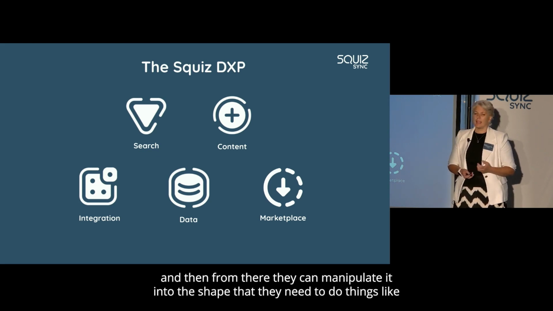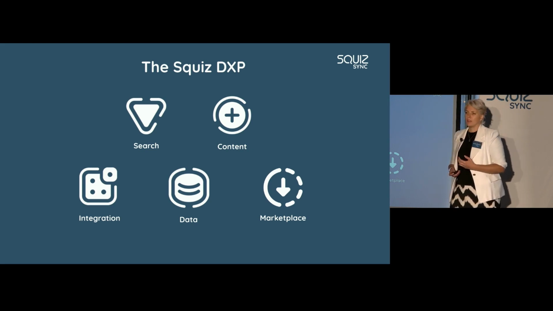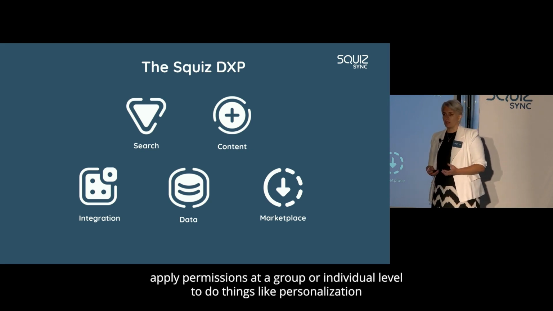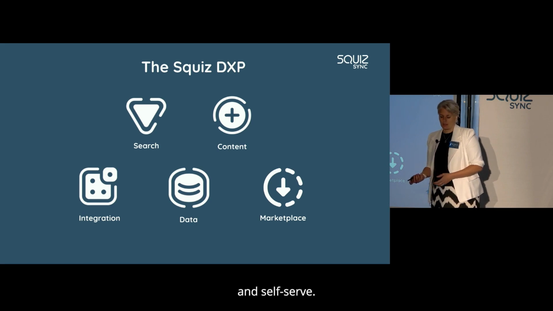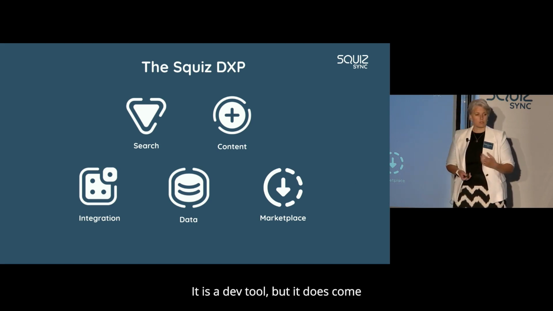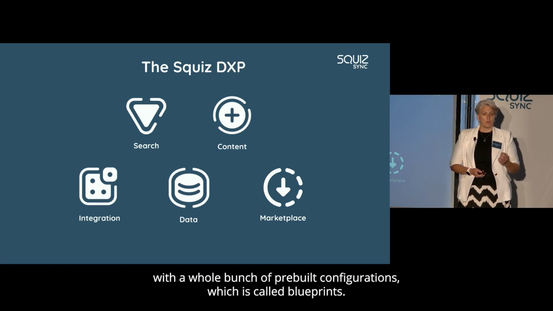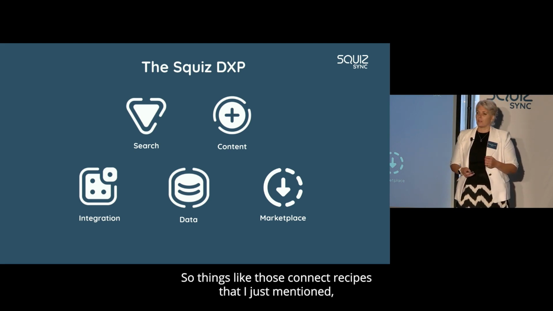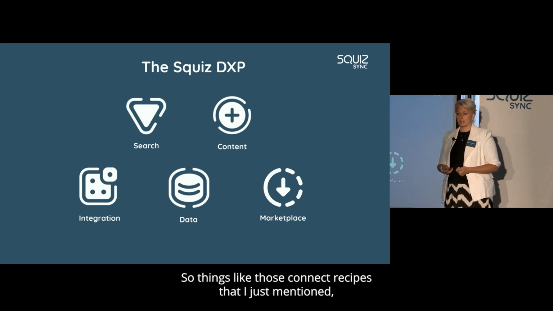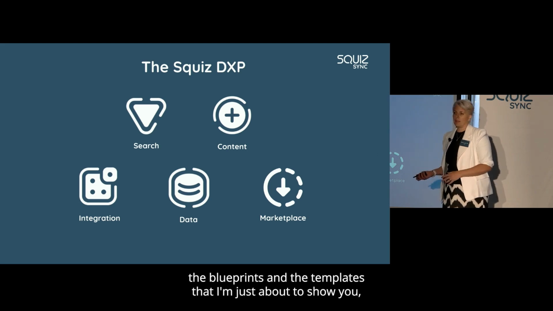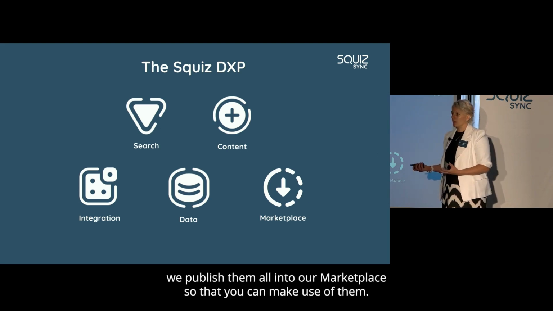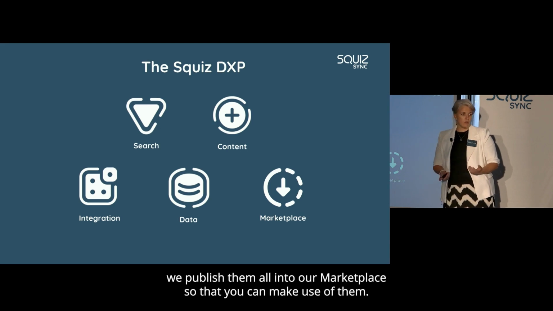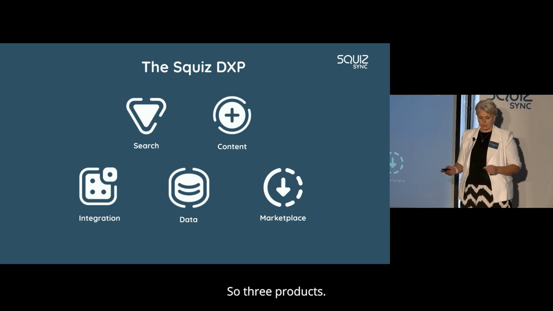So that's Connect. Data Store is basically a way for devs to aggregate data into a single place, and then from there they can manipulate it into the shape that they need to do things like apply permissions at group or individual level, to do things like personalization and self-serve. It is a dev tool, but it does come with a whole bunch of pre-built configurations, which is called blueprints, so that helps to speed up your development time. And Marketplace, the home of reusable things. So things like those Connect recipes that I just mentioned, the blueprints, and the templates that I'm just about to show you, we publish them all into our Marketplace so that you can make use of them. So 3 products.